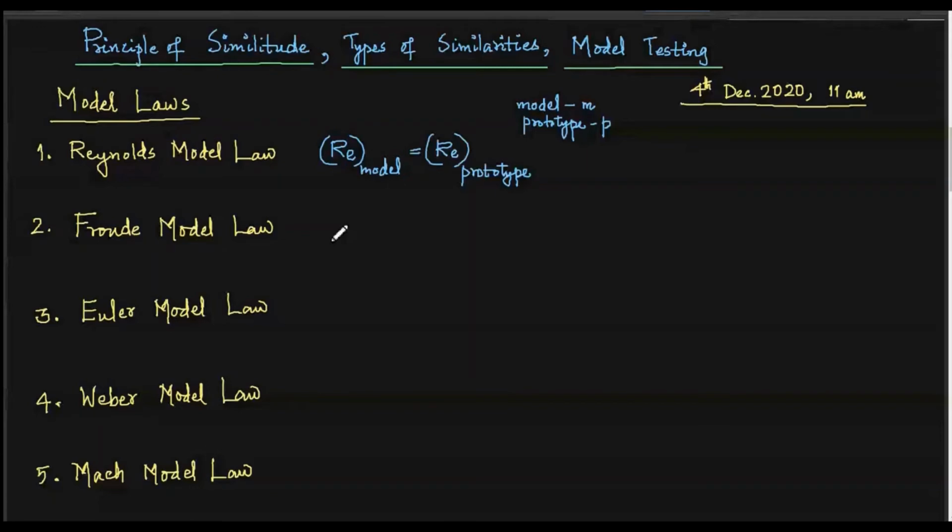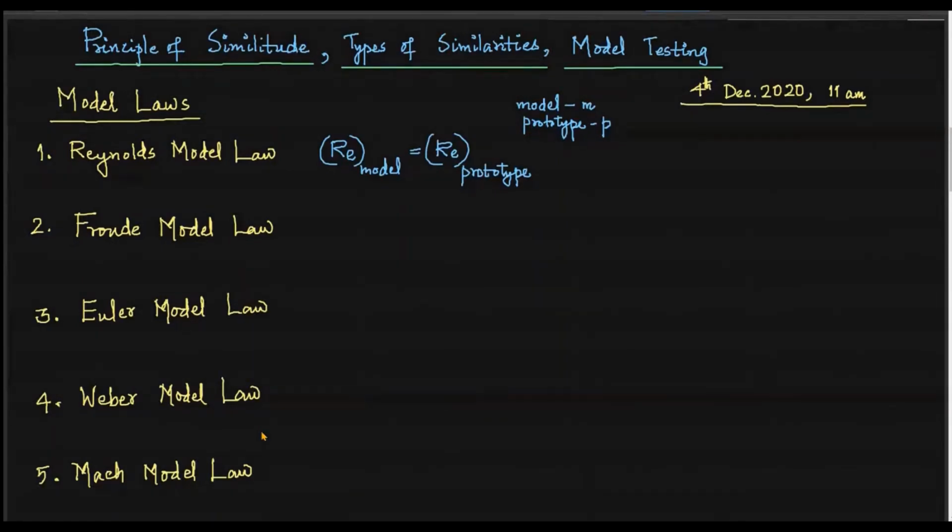Okay, Froude model law. Since you have viscosity involved, you can make use of Reynolds law. If pressure is involved, you can make use of Euler model law. If surface tension force is dominant, you can make use of Weber model law, and Mach model law as well. So what exactly are model laws? Reynolds model law means the Reynolds number of the model is equal to the Reynolds number of the prototype. It's not proportional, they are to be equal. Then we say that Reynolds model law is satisfied.